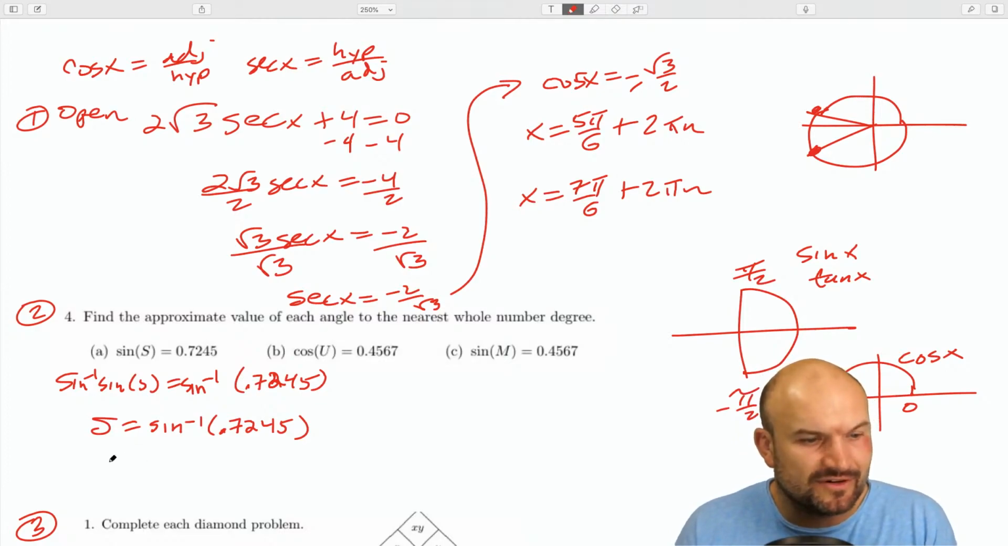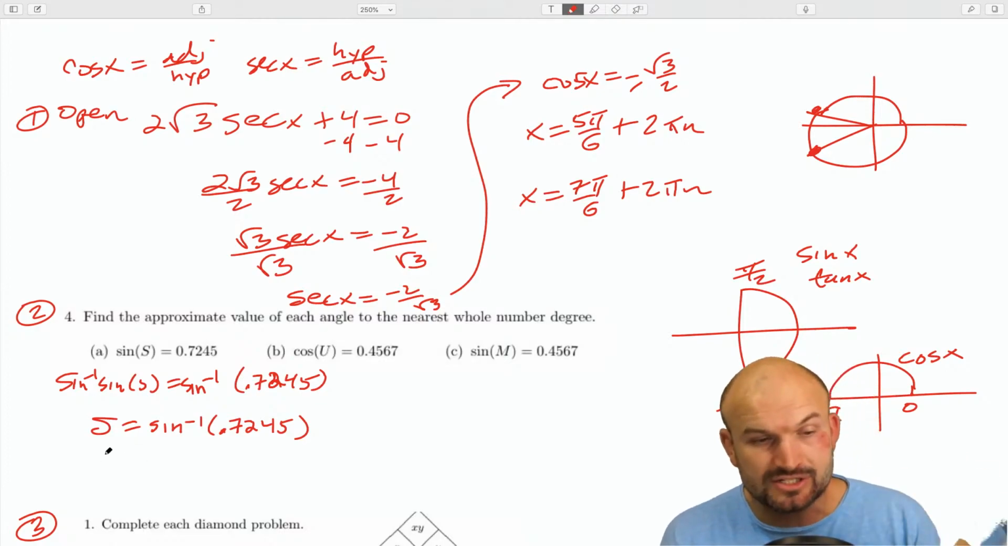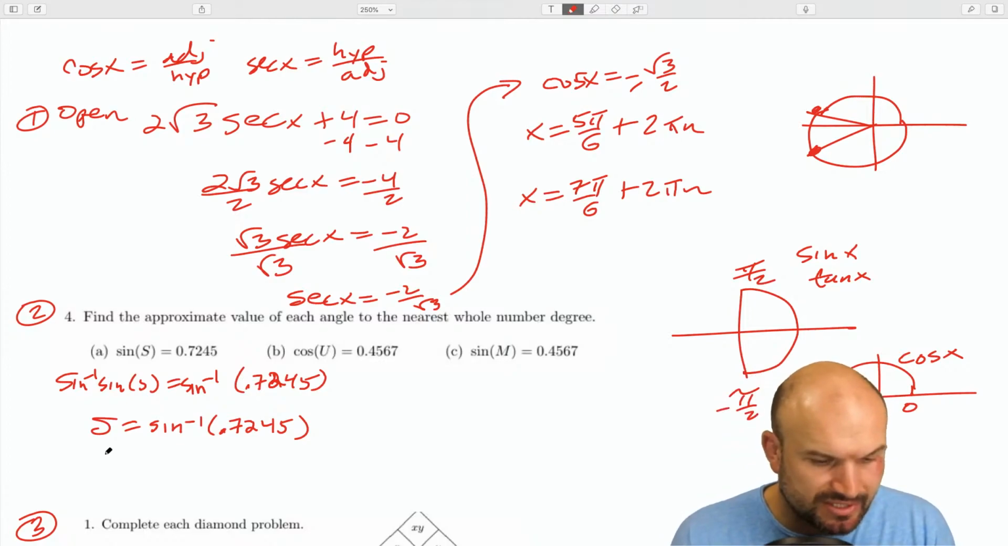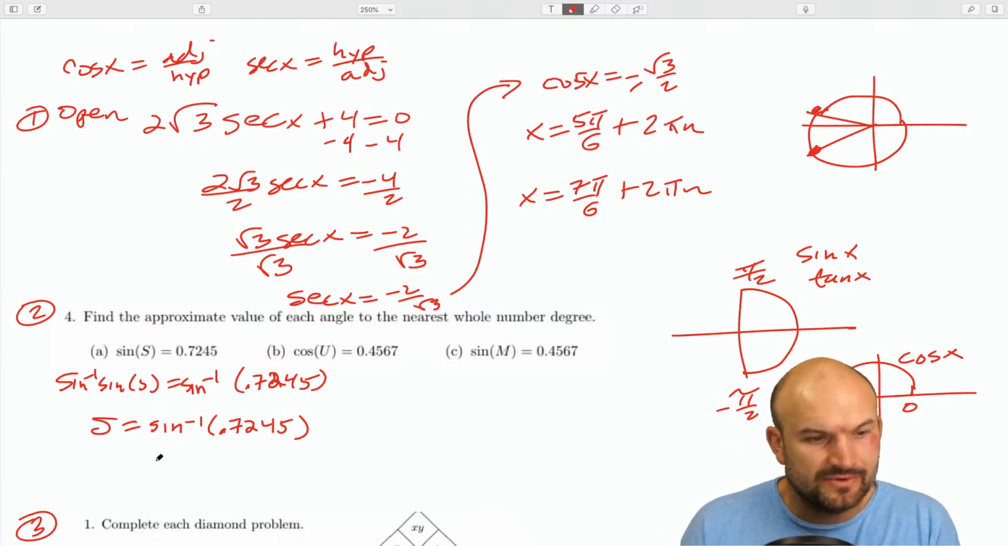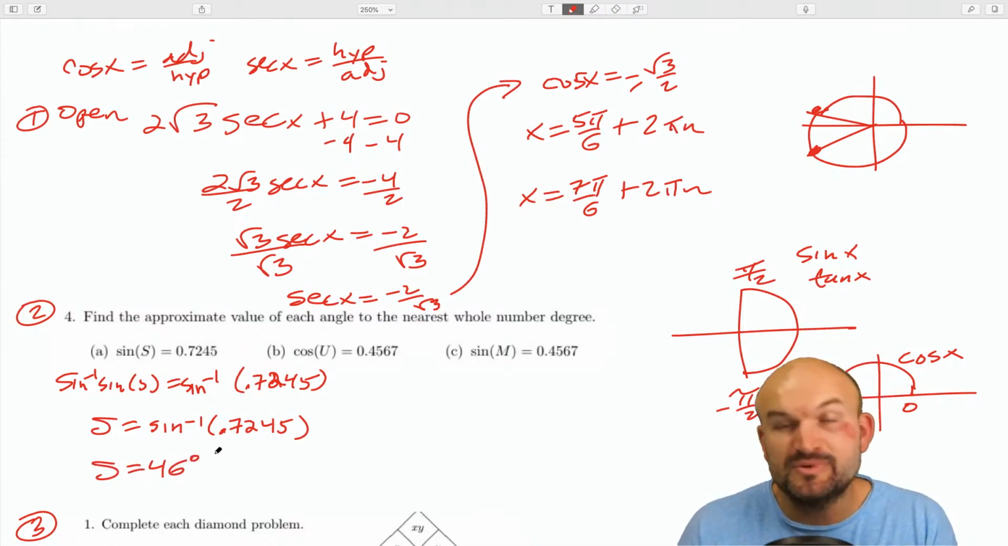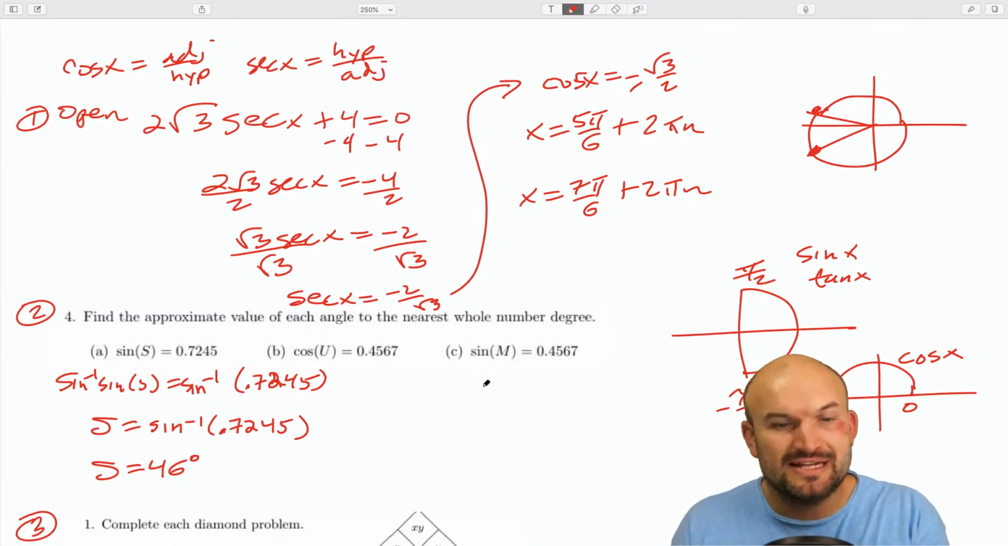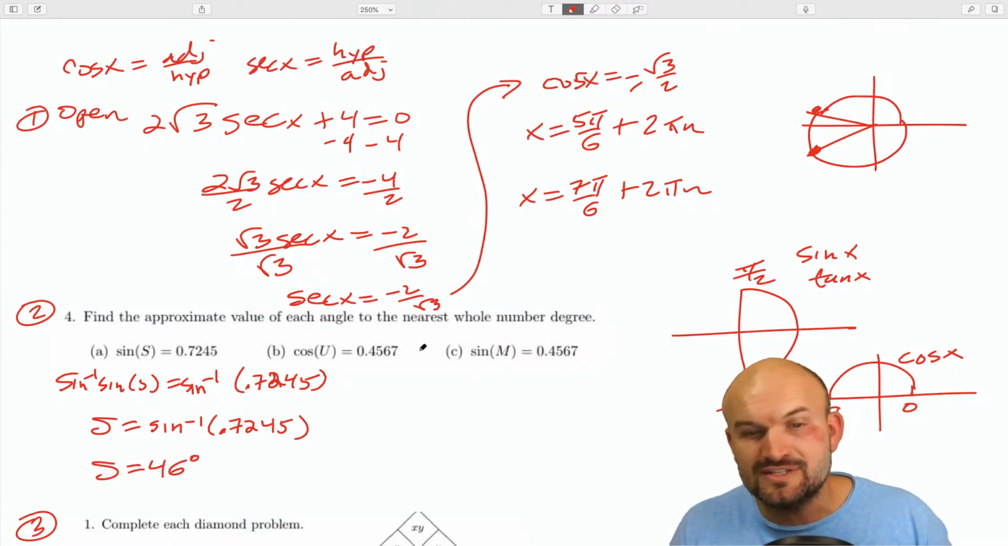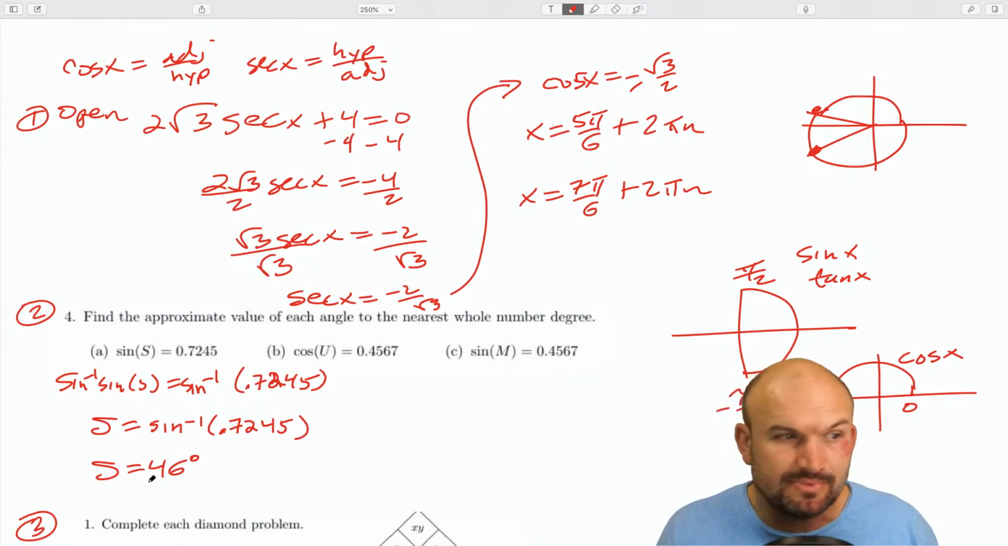Typically when I'm doing the sine inverse, I'm going to use degrees, which my calculator is already in. So all you simply do is just do sine inverse of 0.7245. And you get s equals 46. It says round to the nearest whole, so it would be 46 degrees. And you basically just do that same thing. You're just going to use the sine inverse or the cosine inverse of those decimals, and you just plug it into your calculator.